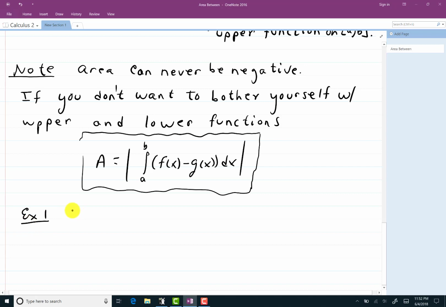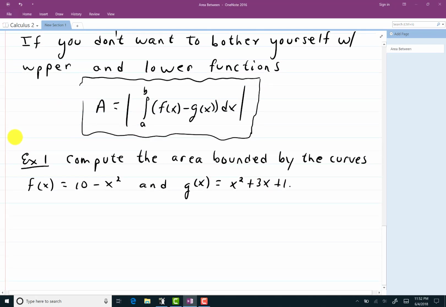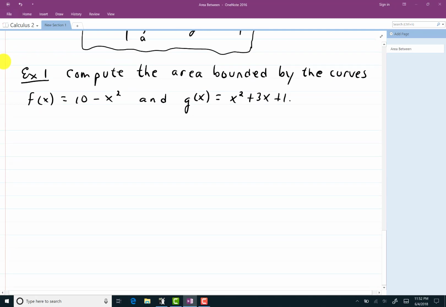Let's compute the area bounded by the curves f of x equals 10 minus x squared and g of x equals x squared plus 3x plus 1. Now the term bounded means the area is not going to be infinite.